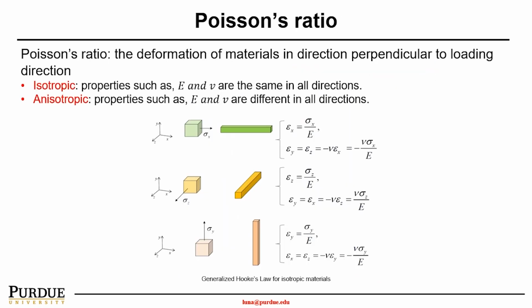Another very important term is called Poisson's ratio. Poisson's ratio describes the deformation of the material in the direction perpendicular to the loading direction. In general, we use the Greek letter mu to describe Poisson's ratio. By definition, mu equals d epsilon transverse over d epsilon uniaxial, or axial strain.